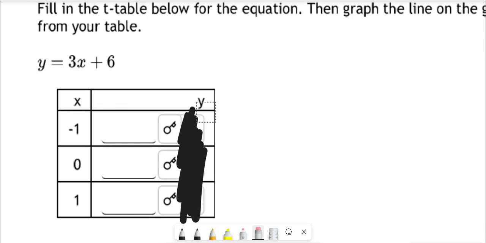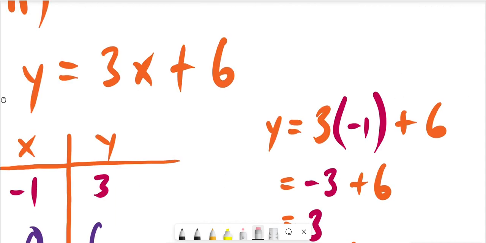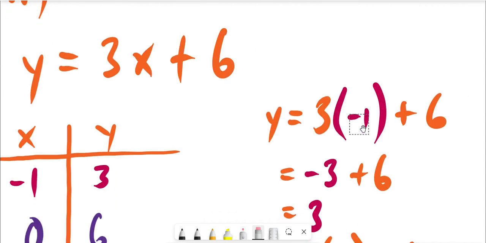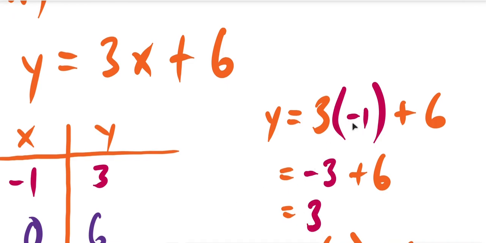Moving on. Question 11 is similar. It asks for a table to be complete and a graph to be constructed. Again, the notion is to write down your equation, substitute in the given values for x, and evaluate. If I plug in negative 1 here, we get 3 times negative 1, which is minus 3, and adding that to 6, we get 3.